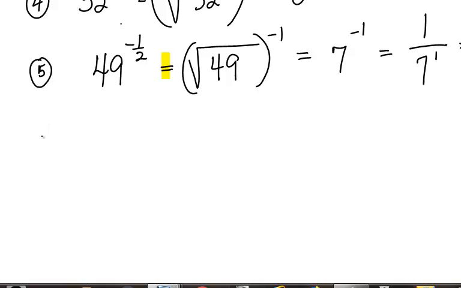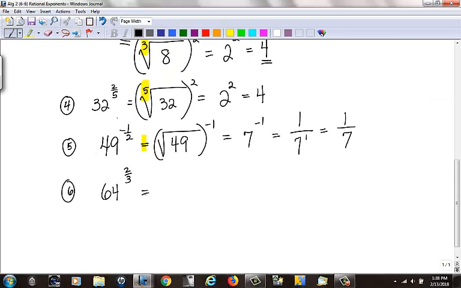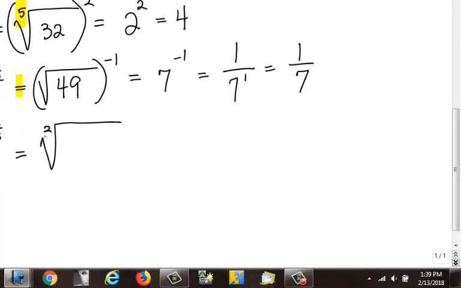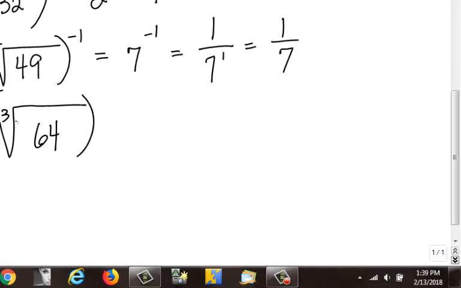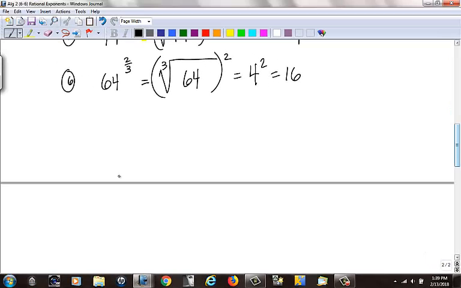Okay? Let's try another one. Let's say you have 64 to the 2/3 power. Okay, so that'd be the cube root of 64 squared. Cube root of 64 would be 4. 4 squared, 16. Okay, then you can also take and split these up.